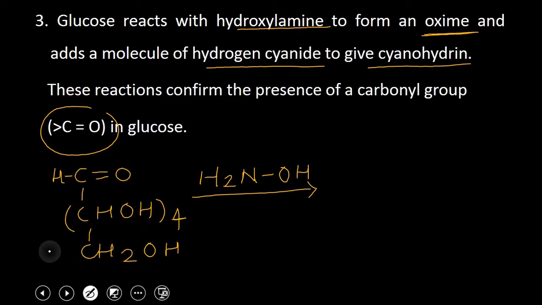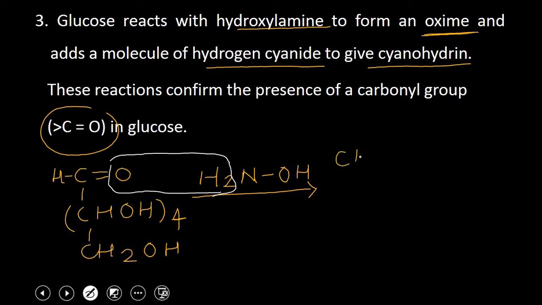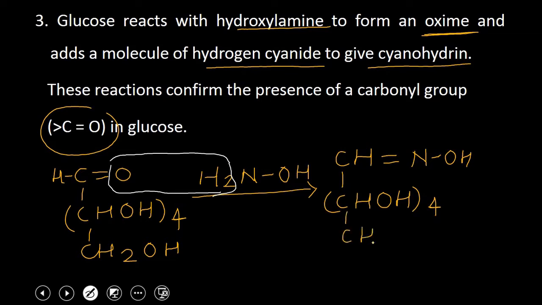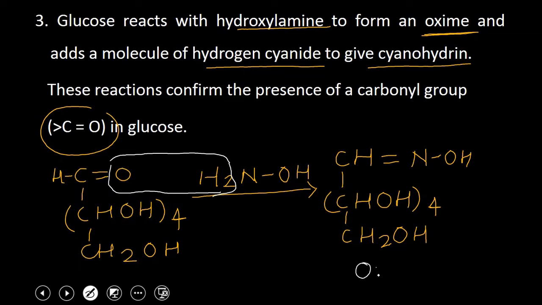From here you can see that a molecule of water is eliminated. So I am showing you here. From here a molecule of water is eliminated and the remaining things you can write as it is. So I am just writing here CH. After that you can see water is eliminated. What is left here? CH double bond N OH. After that remaining things will remain as it is, CHOH whole 4, CH2OH. So what is the name of the product here? The product formed is an oxime.